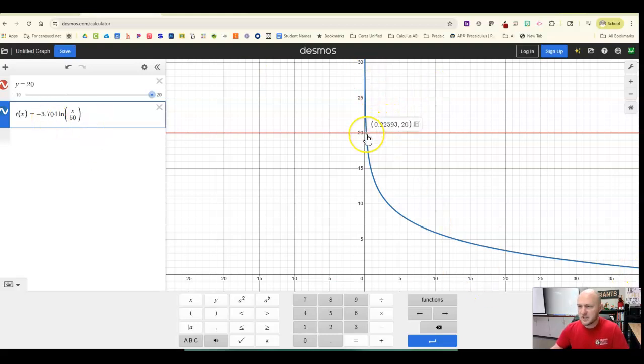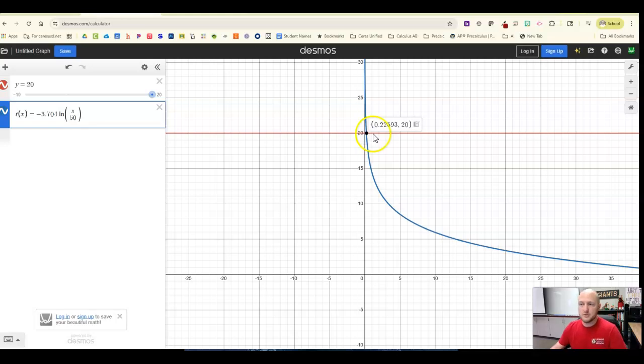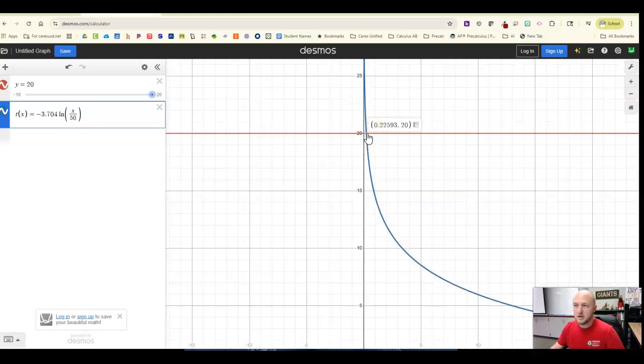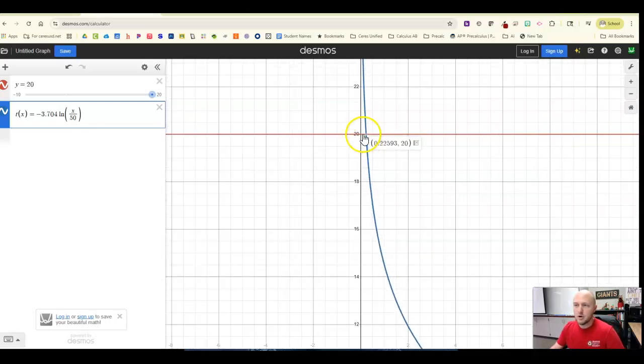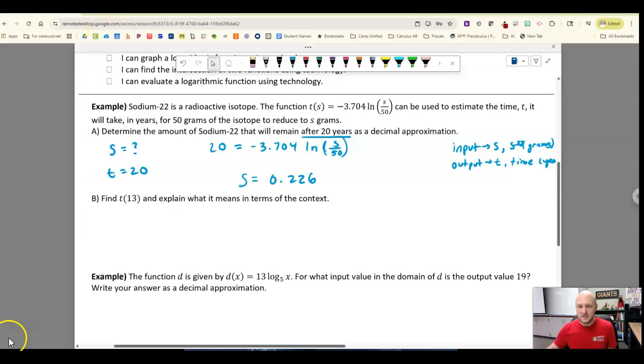And we can see they intersect right here. So that's when they're going to be equal. And it looks like our t value is 0.22593. So this is going to occur. So S is equal to 0.226. Okay. Always, always, always 3 decimal places.